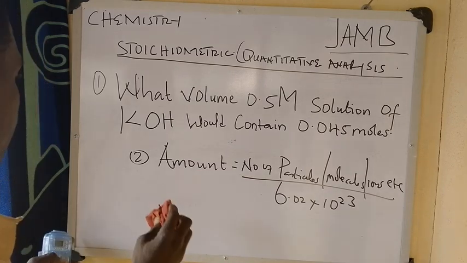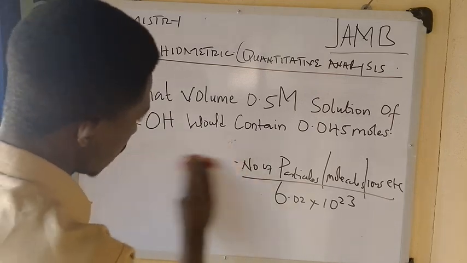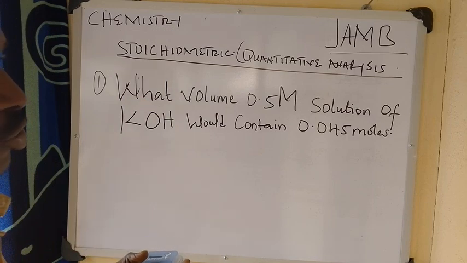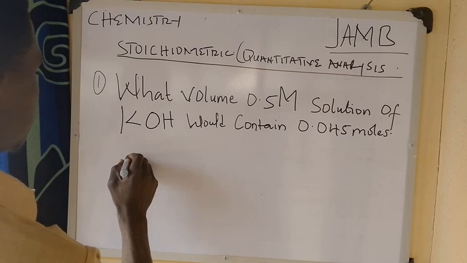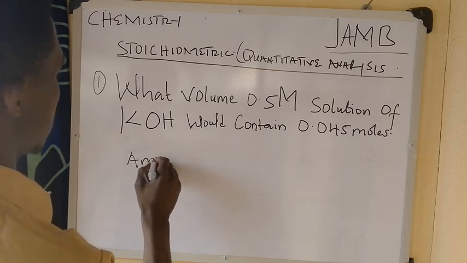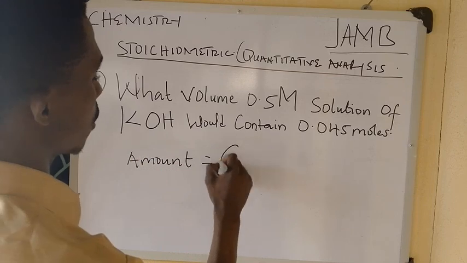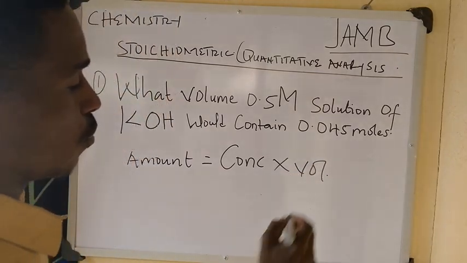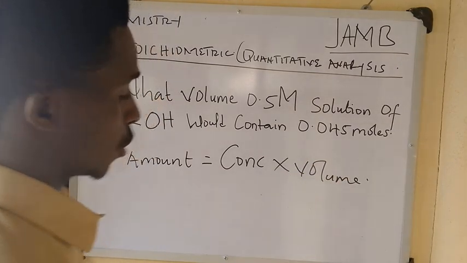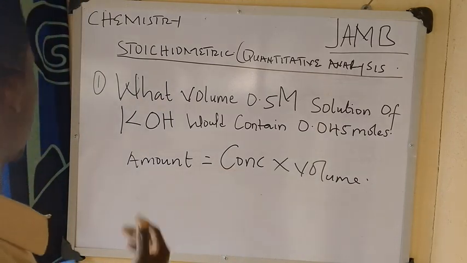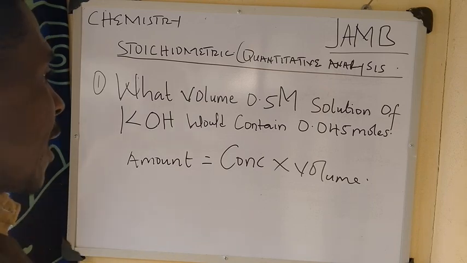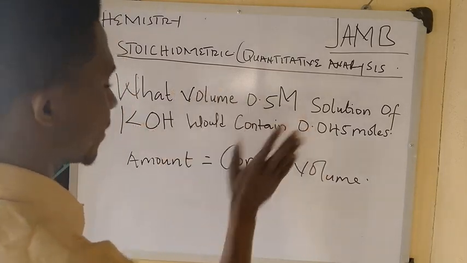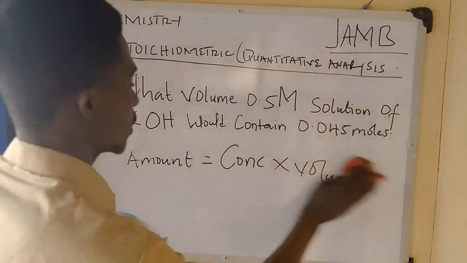Then the last thing I want you to note here, please make sure you are copying. The last formula is that amount of substance is equal to concentration times volume. So amount is equal to concentration times volume. If you can know this formula, then some of these little calculations should be very straightforward and direct.